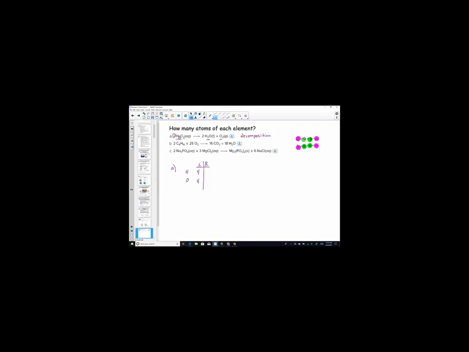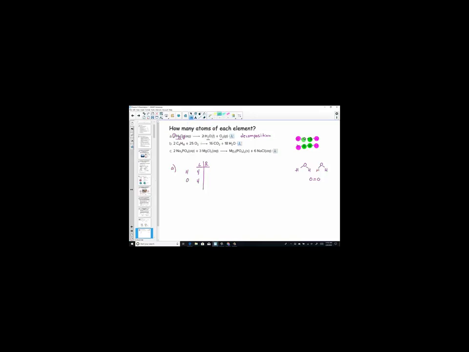2 times 2 is 4 for both of those atoms. Now let's consider the right side. We have a water molecule formed, and there's 2 of them there. 2 H2Os, and we have an O written as an O2 molecule. So just kind of thinking about what balanced means.